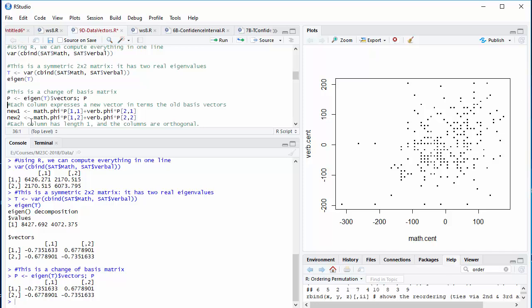So, if I want to compute the new eigenvector in terms of the old ones, what I have to do is take math times this entry plus verbal times that entry. I see these both have minus signs on them. I think it would probably make more sense to change those minus signs to plus signs, so I will multiply both eigenvectors by minus 1.